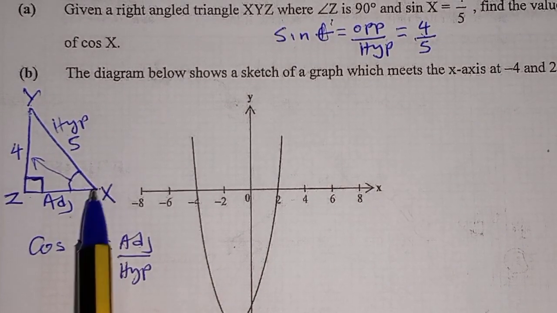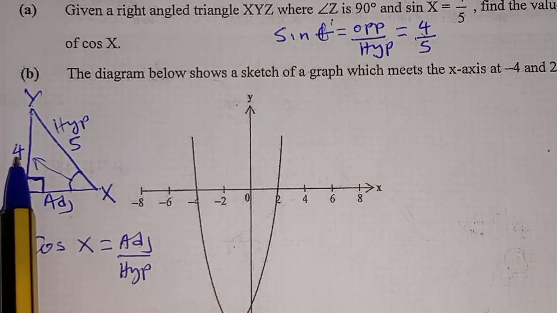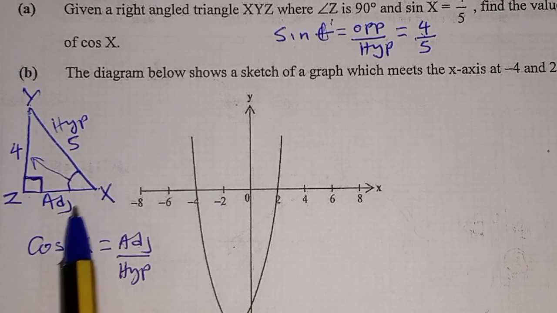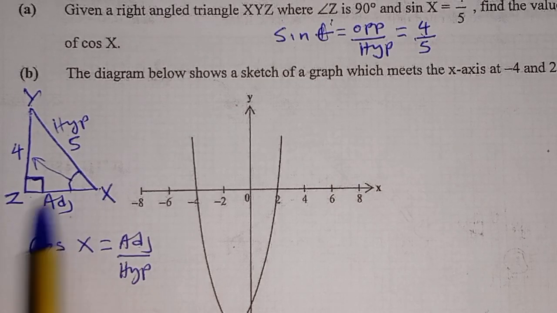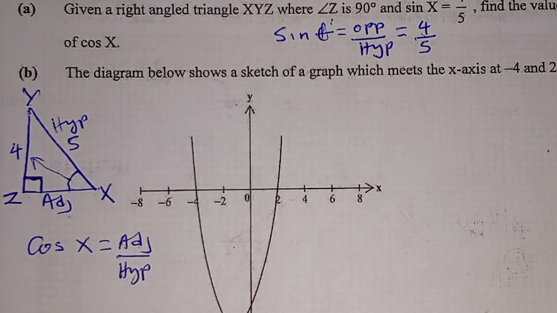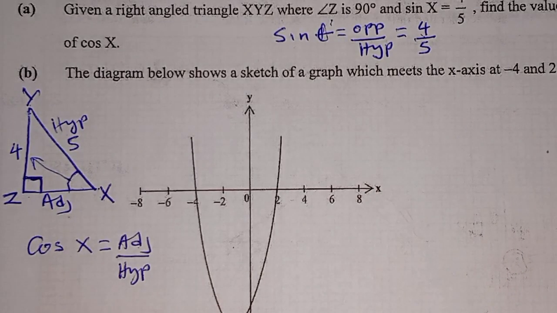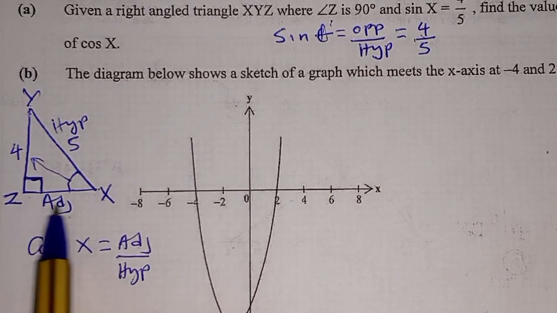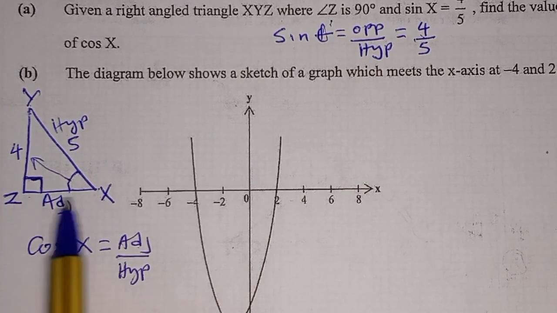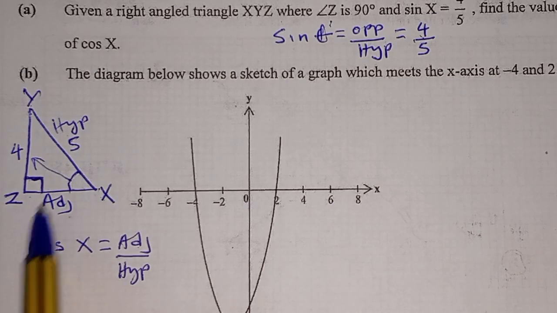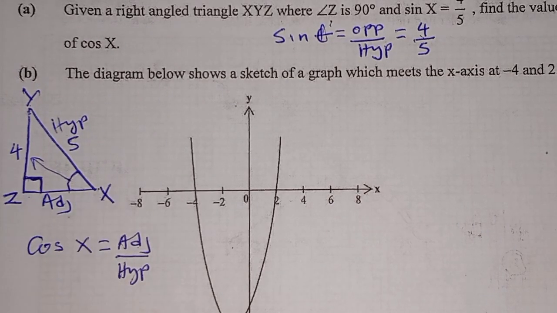So we have angle x. The opposite of angle x is 4. The hypotenuse is 5. The adjacent of angle x we do not have. So we are going to find zx using Pythagoras theorem. Let's find zx, which is the adjacent of angle x.